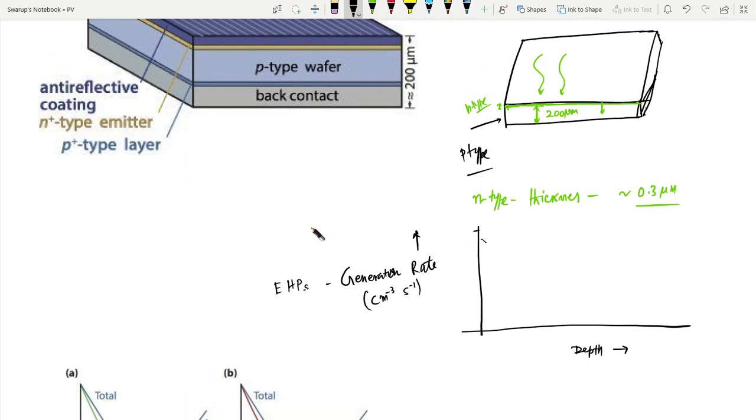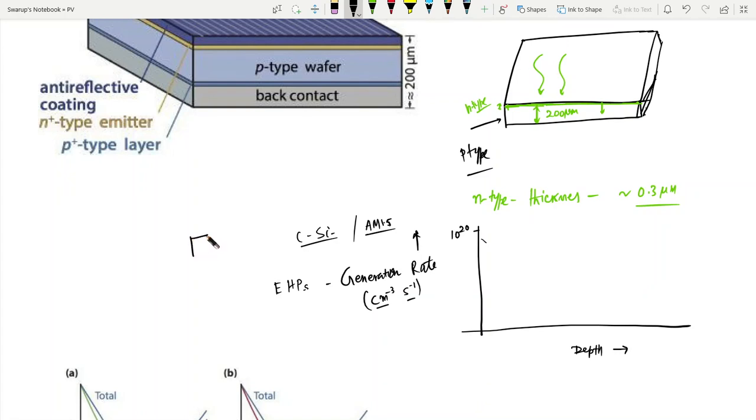Typically, if you take a crystalline silicon solar cell and use the AM 1.5 standard radiation, you will roughly get 10 to the power 20 as the maximum generation rate. I mean 10 to the power 20 per cc per second. So when we shine AM 1.5 spectrum on the crystalline silicon solar cell, it is generating 10 to the power 20 electron and hole pairs per unit cc.